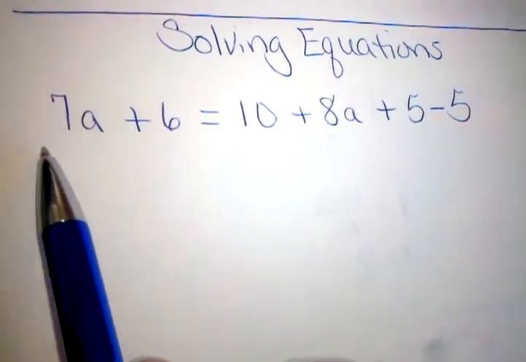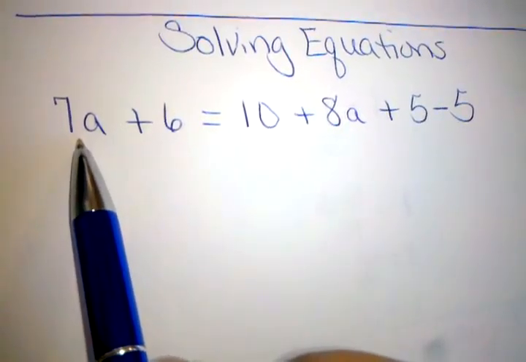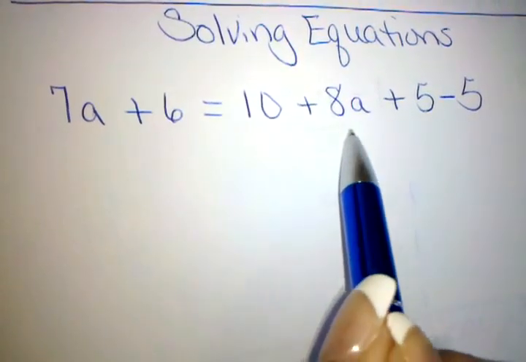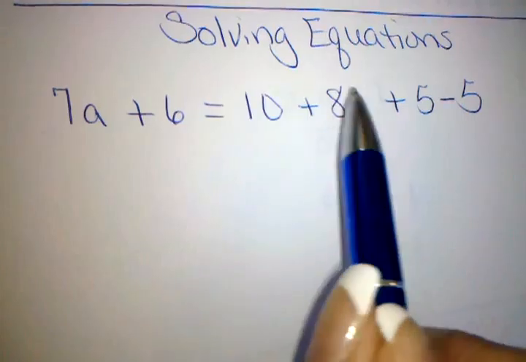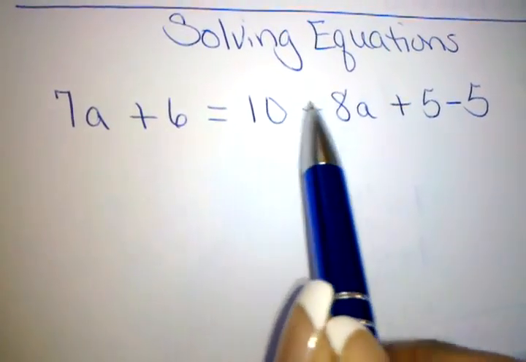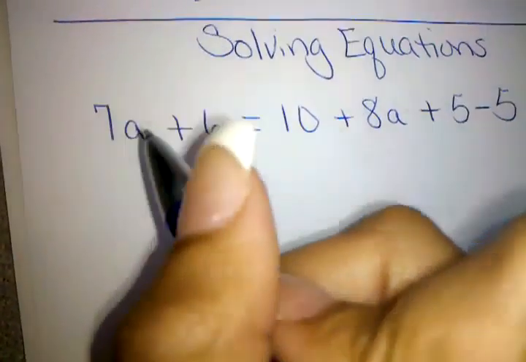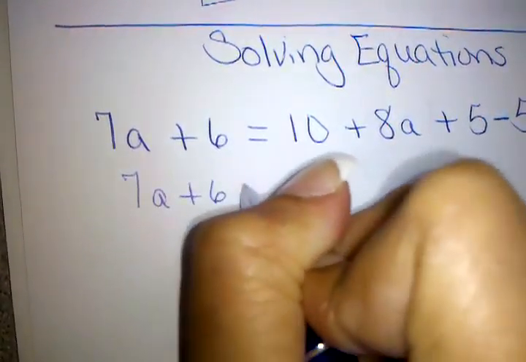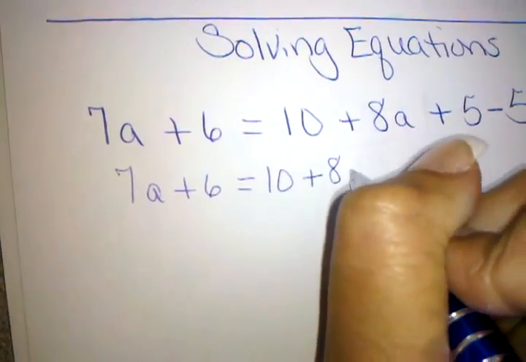On the left side of the equal sign, are there any like terms? No, there are not. 7a and 6 are two different types of numbers. On the right side of the equal sign, are there any like terms? Yes, there are. We have 10, positive 5, and negative 5. 10 plus 5 is 15, minus 5 is 10. So this equation will now be 7a plus 6 equals 10 plus 8a.